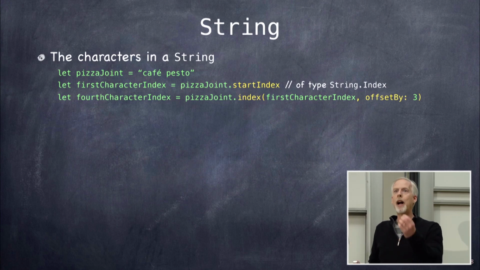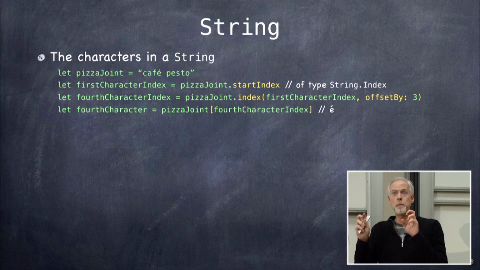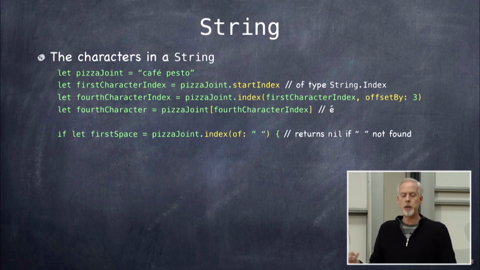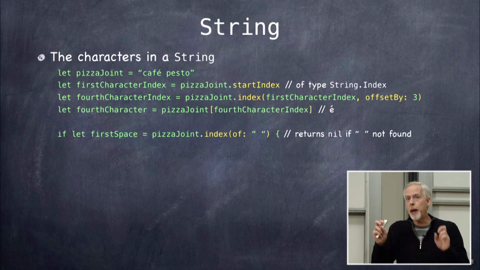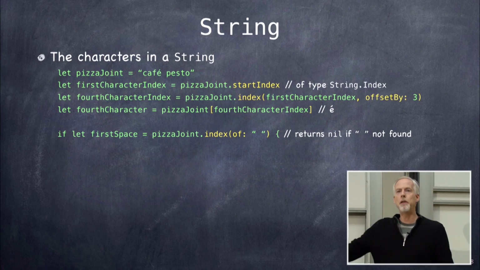Now I get the actual 4th character by using subscripting: pizzaJoint subscript the 4th character index, of type String.Index, not of type Int. I could also do it with index of. Here I'm going to say the first space character in café pesto is pizzaJoint index of space.